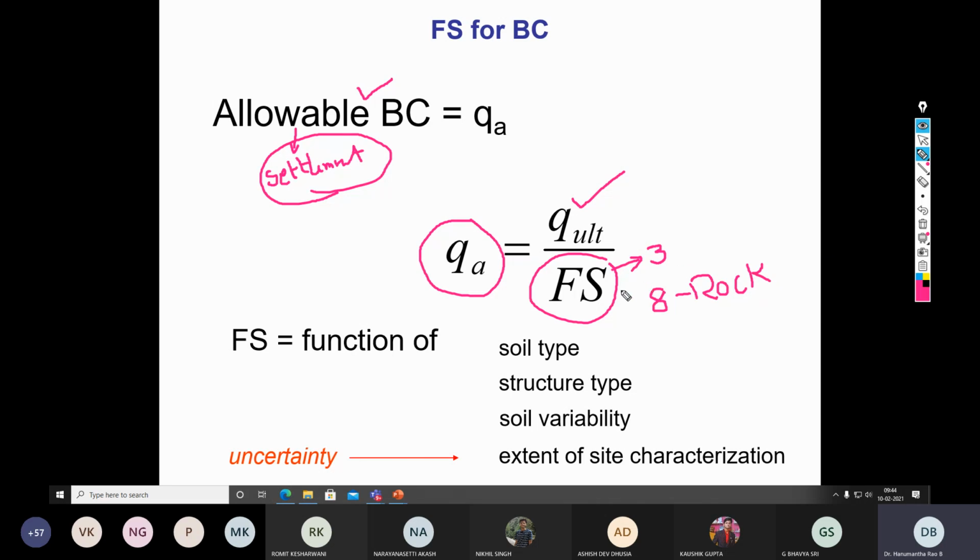So the value of the factor of safety does not remain the same. And again, the factor of safety is dependent on different things: soil type, as I told, soil, rock, I tried to distinguish; then structure type, soil variability, then extent of the site characterization. You must keep all these 4 things in mind when you decide the value of the factor of safety. You should never ever take a constant value of the factor of safety. So you should give enough thought.